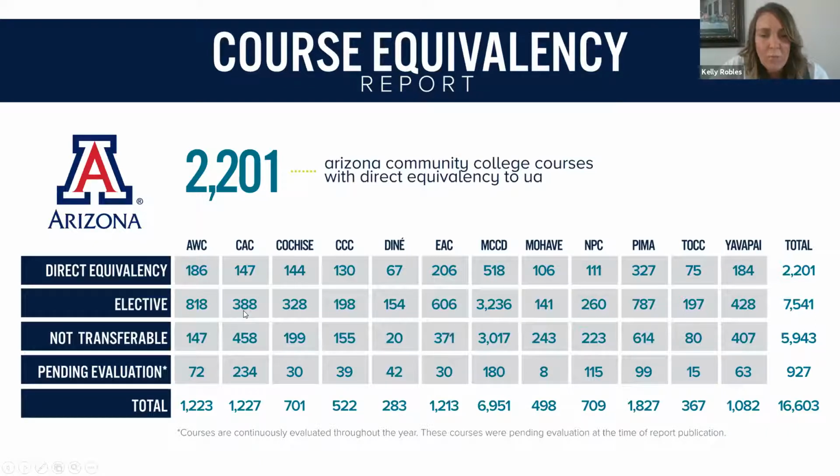We have a dynamic report online that you can click on and it shows all those 388 courses. Or if I'm Dene College, I want to know the 20 courses that are not transferable to U of A, because maybe we modify those courses.